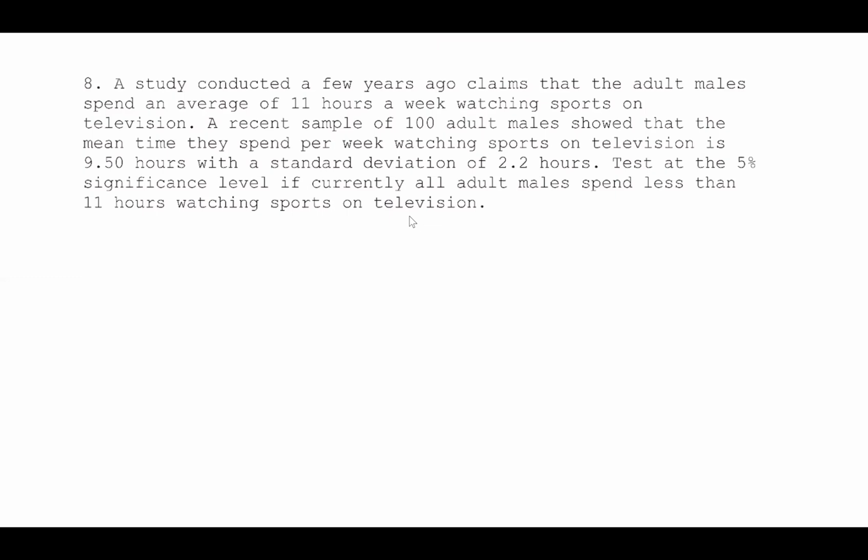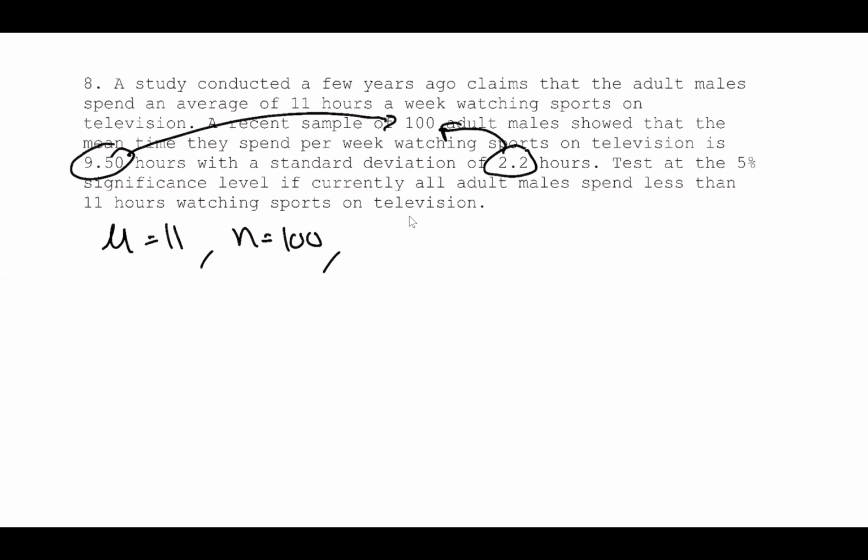So mu is equal to 11, n is equal to 100. But the 9.5 is coming from the 100 and the 2.2 is coming from the 100. So both of these pieces of information are coming from the sample. That means we have a sample mean of 9.5 and a sample standard deviation of 2.2. You do have to be careful with that, because now that this is a sample standard deviation, not a population standard deviation, this is a t-distribution.